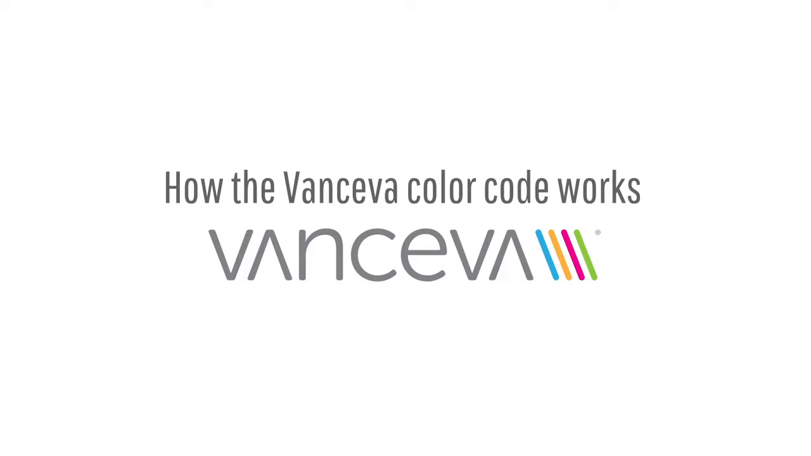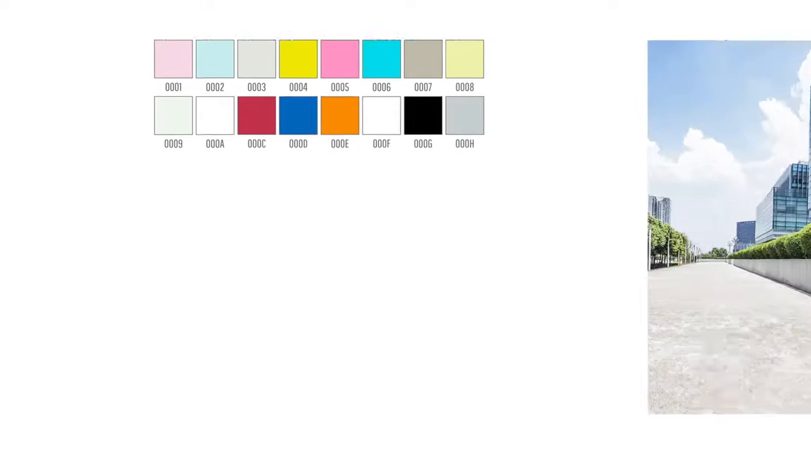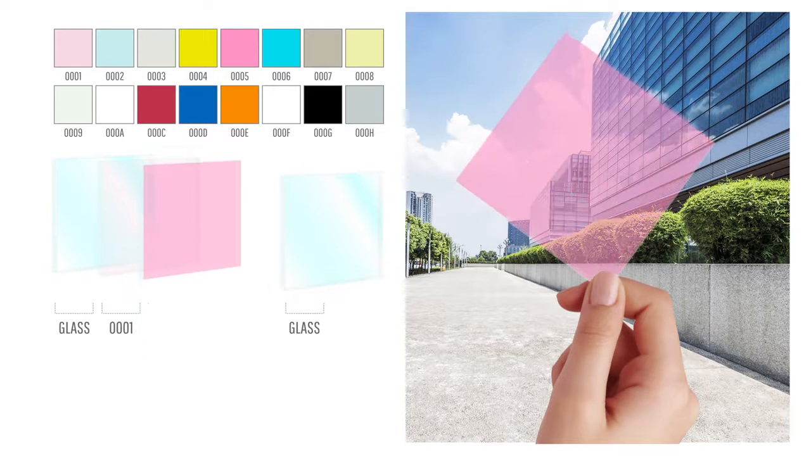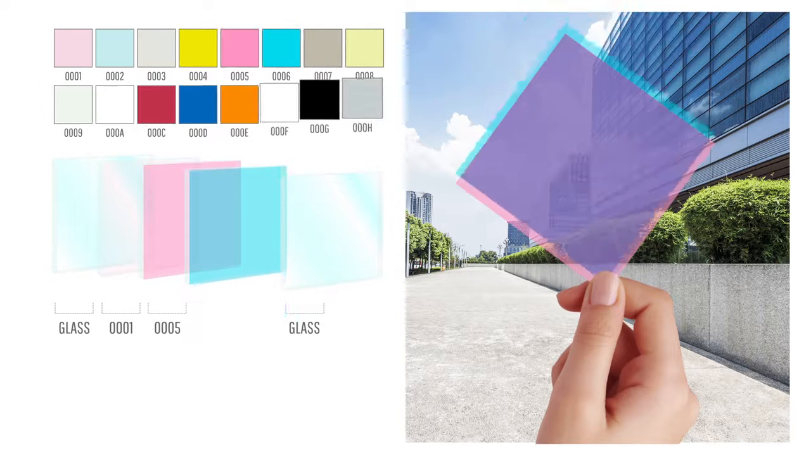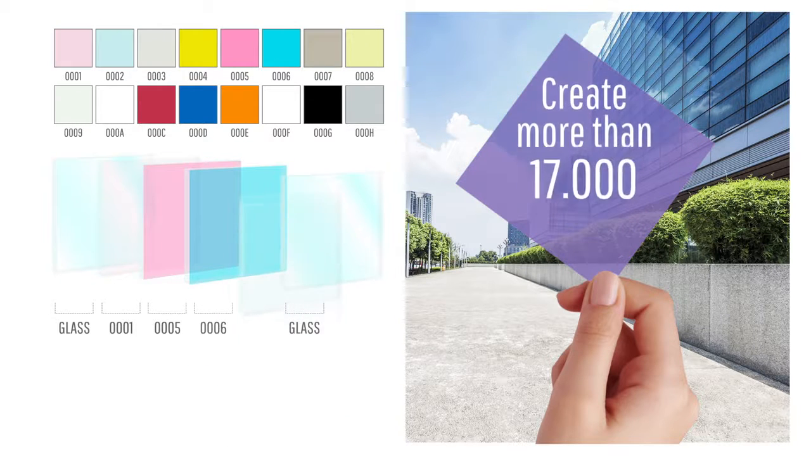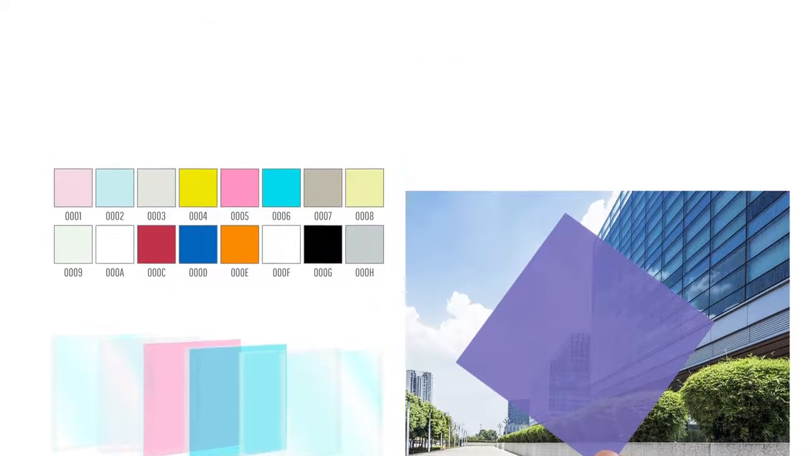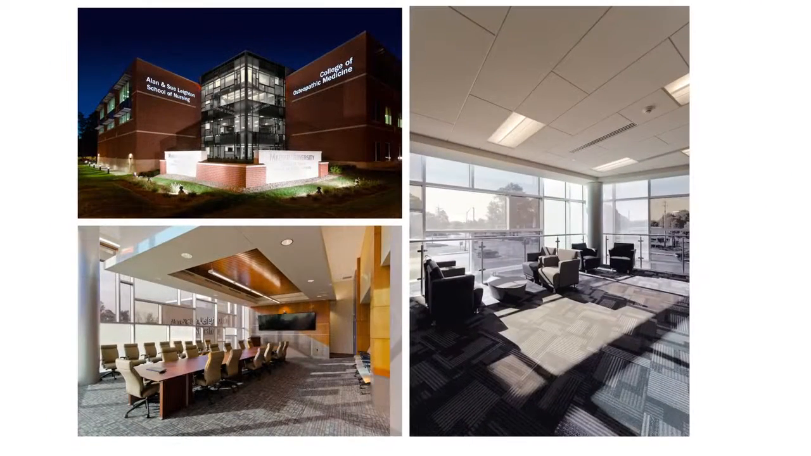With Vanceva PVB color interlayers, you can explore a virtually unlimited palette to create the perfect ambience your vision demands. Using the Vanceva color code system, it's easy to specify the transparent or translucent glass that fits your needs. By combining up to 4 of the 16 standard colored interlayers, you can create more than 17,000 colors. Stacking these layers between two panes of glass transforms your design from plain glazing to simply amazing.